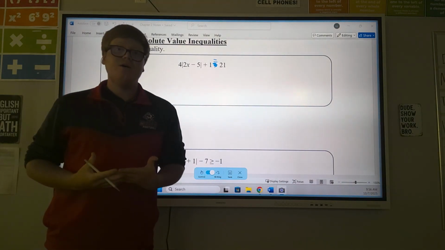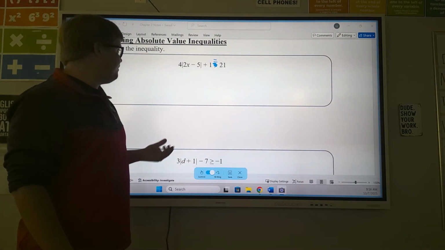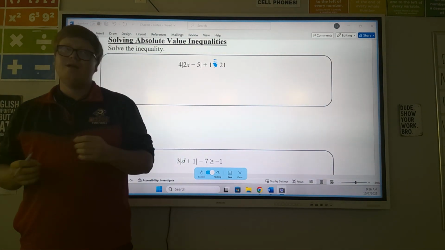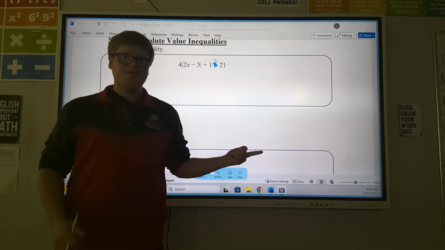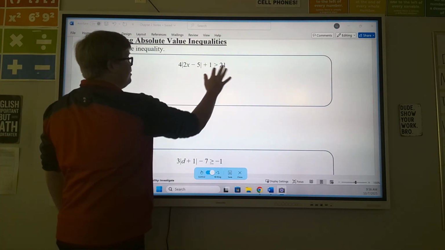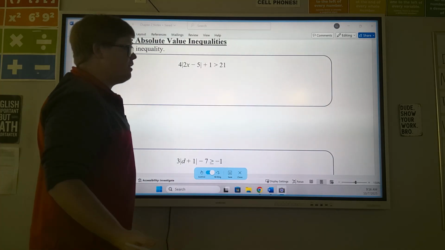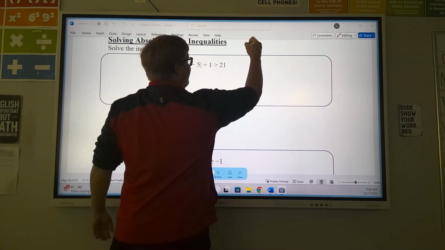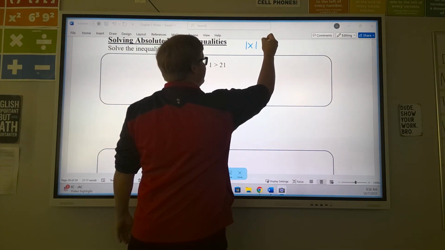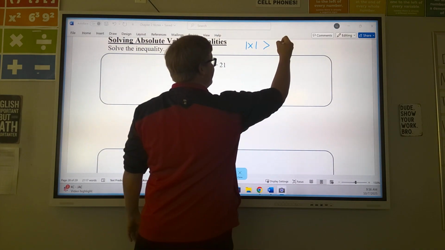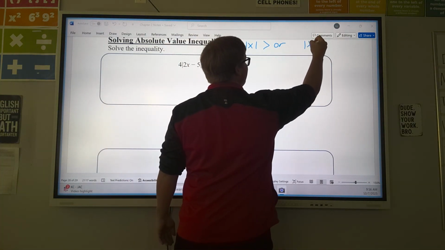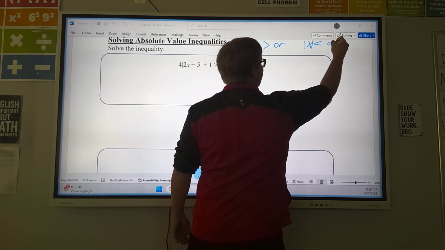So hopefully by now you've solved absolute value equations with an equal sign, which told you that you needed to A, make two equations, and B, find two answers. So we're going to do the exact same thing here, except we're using an inequality sign. Now we talked about earlier that the only way we can tell the difference between and or compound inequalities is if our absolute value is greater, it's or, and if our absolute value is less, then it's and.